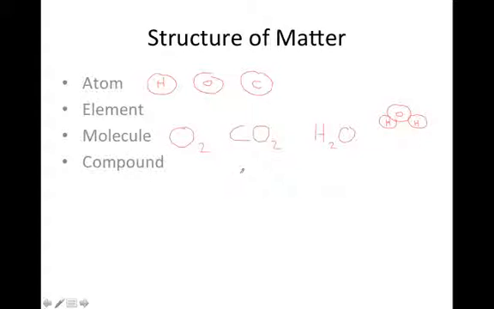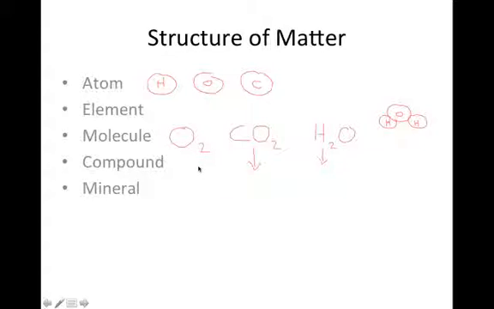Then there's compounds. A compound is very similar to a molecule. The only difference is you need to have more than one type of element, or more than one type of atom, making up the compound. So if we take a look at these three above, oxygen, or O2, is not a compound because it's made of the same kind of element or same kind of atom. However, CO2 is a compound, H2O is a compound. Anytime you have different atoms bonded together, you have a compound.